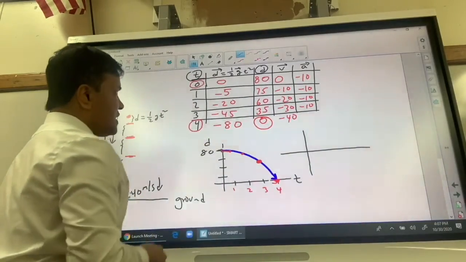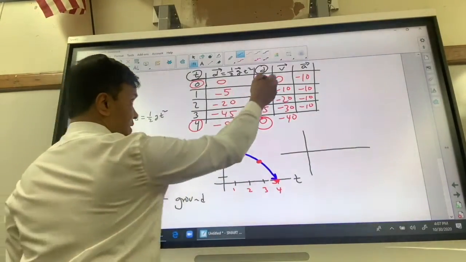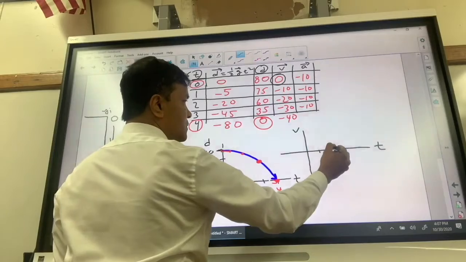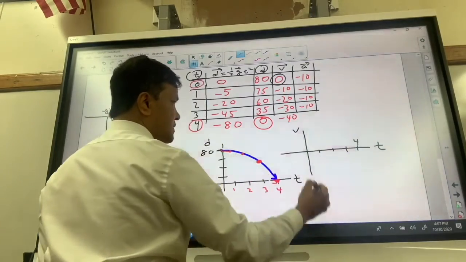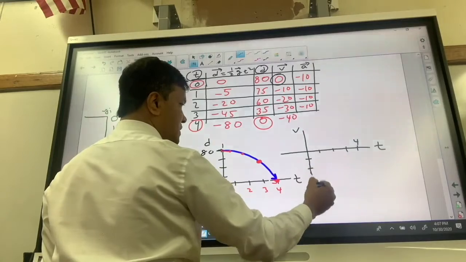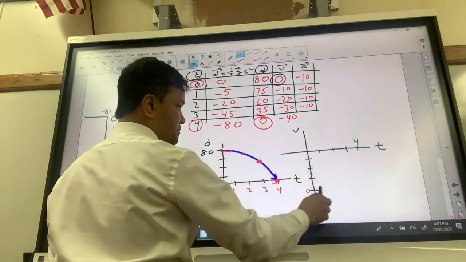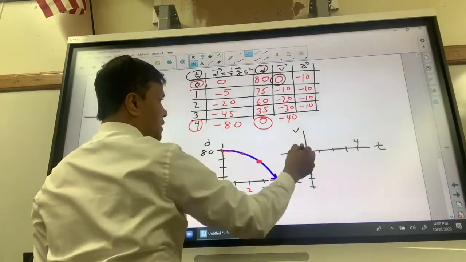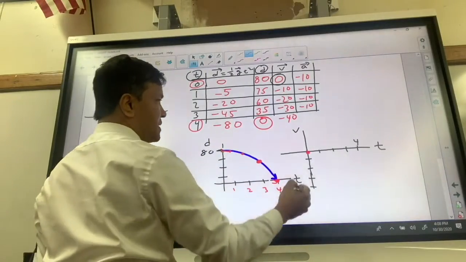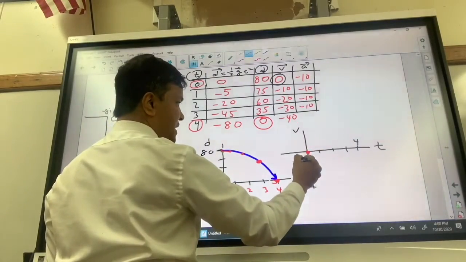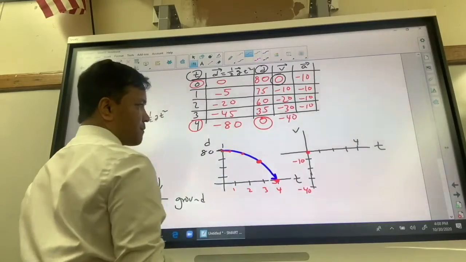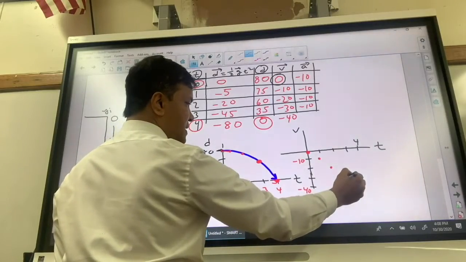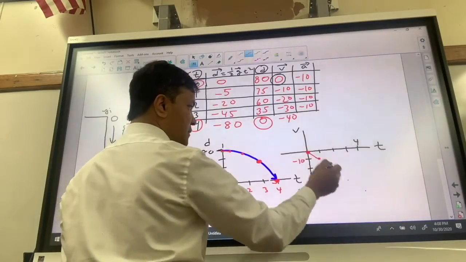The initial velocity is 0. So this is the velocity versus time graph. So now 1, 2, 3, 4 seconds, and negative 10, negative 20, negative 30, and negative 40. So 0, 0, that's 1 point. At 1, negative 10. At 2, negative 20. At 3 seconds the velocity is negative 30, and at 4 seconds the velocity is negative 40.